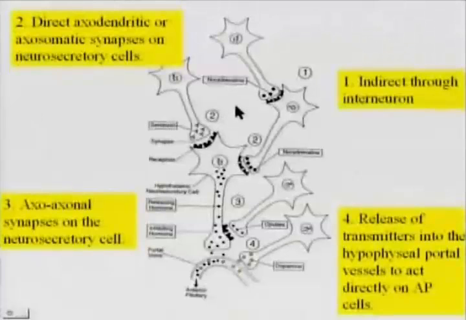This figure is showing that composite of the 4 mechanisms. So first, indirect through an interneuron.